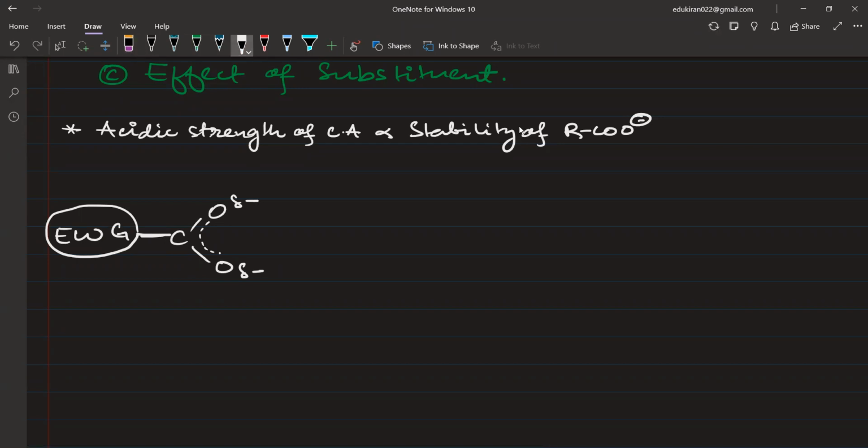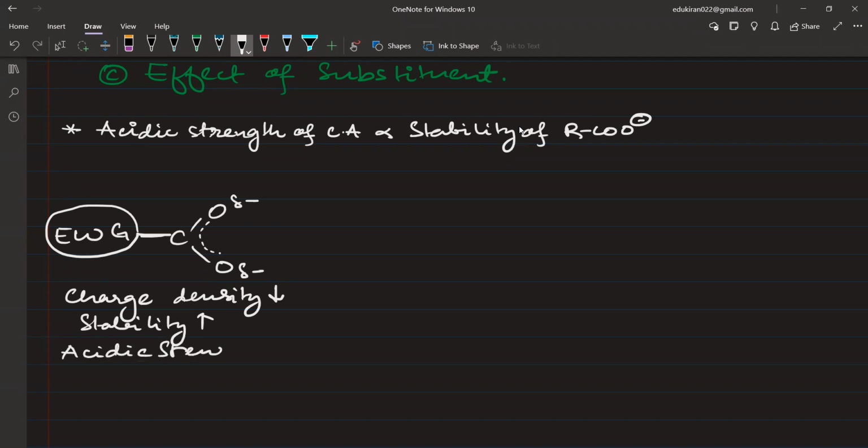So what is going to happen if I have an electron withdrawing group? It will pull the electrons, so the charge density decreases. If the charge density decreases, stability will increase. Stability increases, then acidic strength increases, and the pKa value will decrease.